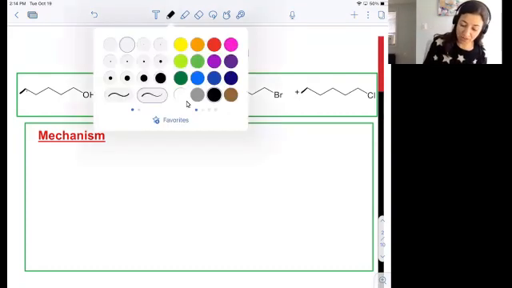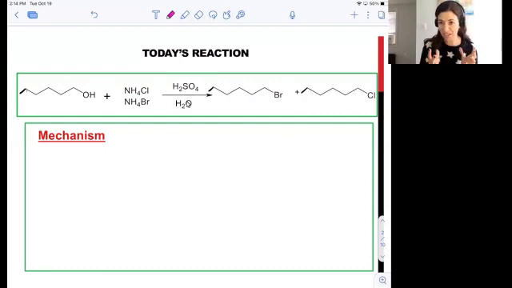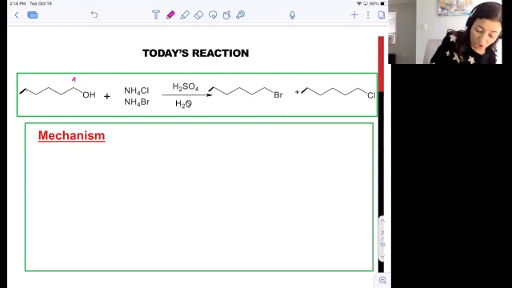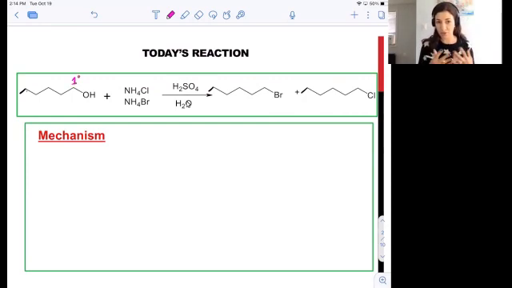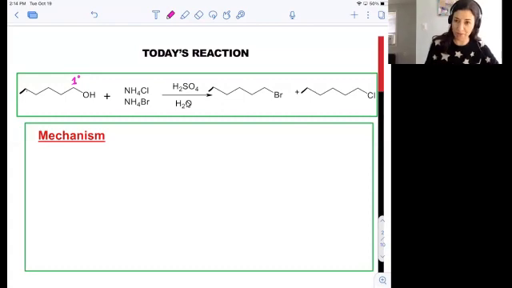In order to decide which is likely to occur, we have to holistically look at these conditions. Let's start with the substrate, which is primary. Given that we have a primary substrate with no resonance stabilization possible, it's unlikely that we're going to form a primary carbocation. This leads us into an SN2 pathway instead of an SN1 pathway.